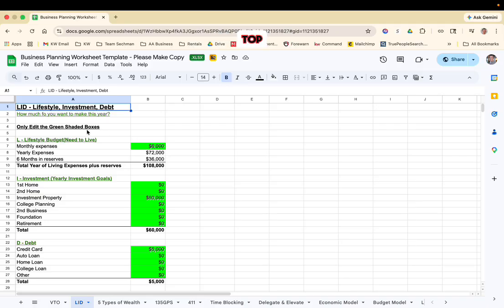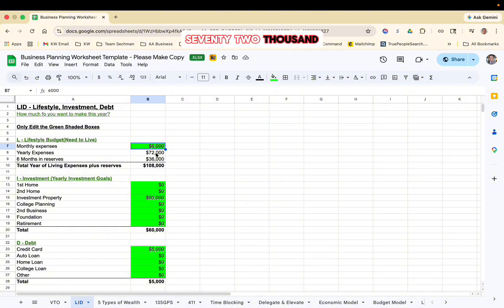So I have this pulled up. When you look at this, at the very top, you're going to see the L, and the L stands for your lifestyle budget. Your lifestyle budget is the money that you need to live on a regular basis. And we break that down into monthly expenses. So what you're going to do is enter the total monthly expenses that you need in order to live. In this case, $6,000 has been entered into the monthly expenses. Now that's going to calculate by 12 to give you the yearly expenses of $72,000. And that's also then going to give you 6 months in reserve.